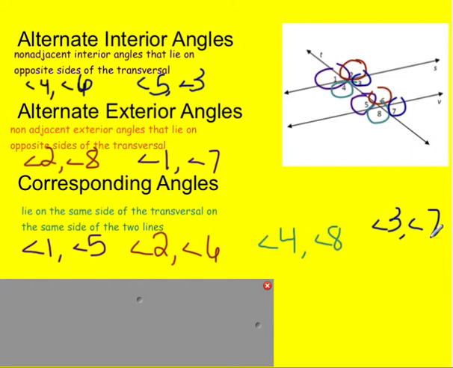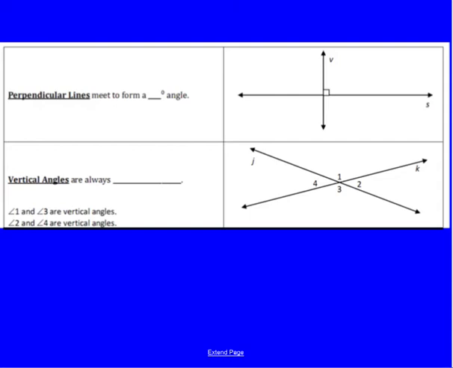So that is pretty much it for our vocabulary. Now we're just going to do some refreshers of vocabulary that we learned in a previous unit. That's going to become important for what we're doing here. First, perpendicular lines always form a 90-degree angle. Vertical angles, meaning 1 and 3, are always equal or congruent. So that means the measure of angle 1 is equal to the measure of angle 3.